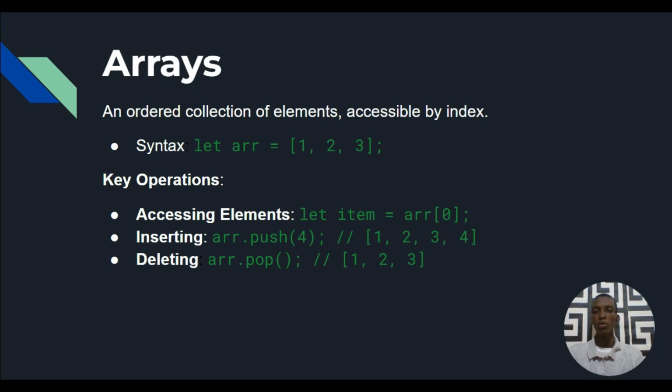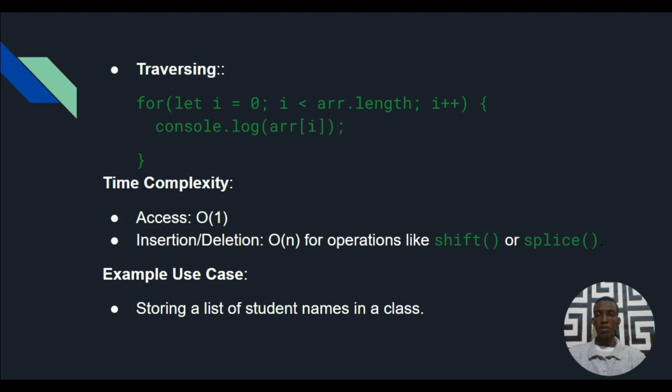The next thing we'll talk about is traversing. When we talk about traversing, it's just like talking about a loop. I'm just saying, how do we loop through an array? So I'm saying the for loop. The first thing is the initialization of our variable: let i equal to 0. Then i less than arr.length, the total length of the array. Then i plus plus to increment. Then console.log(arr[i]). So we start from 0 till we get the total length of that array.